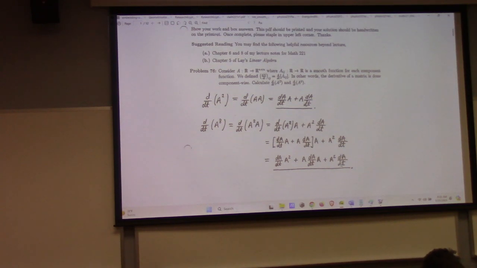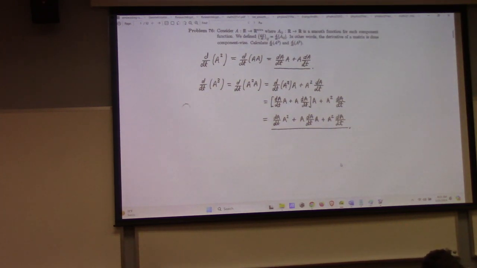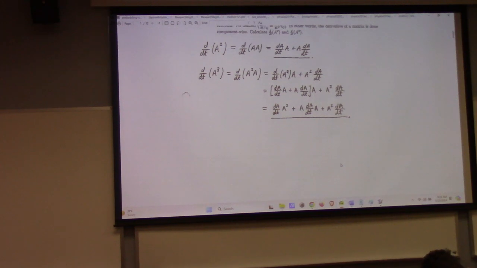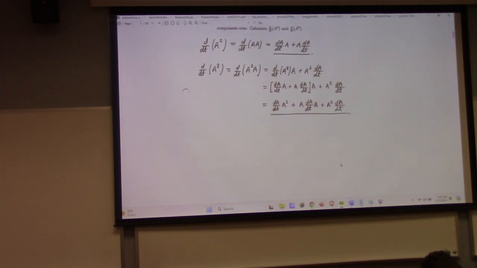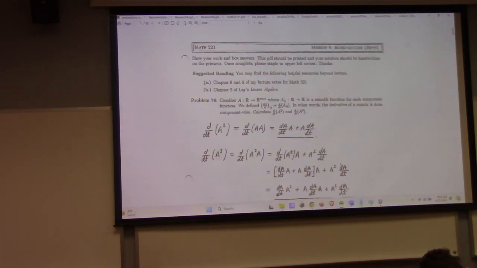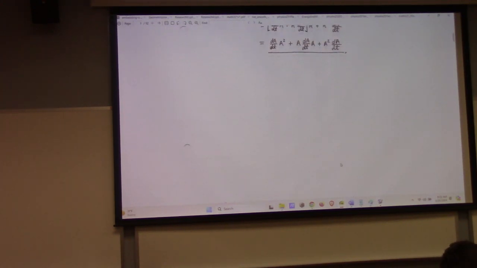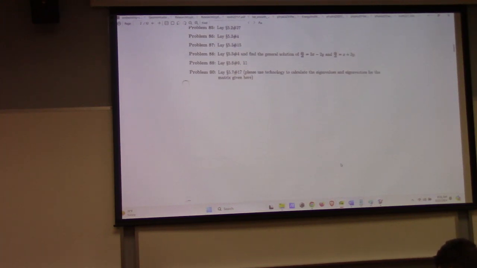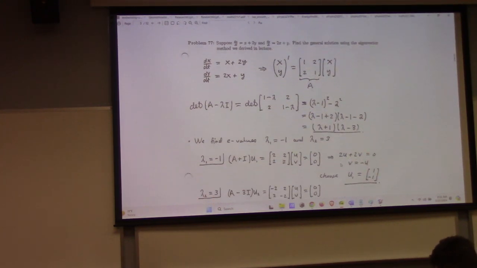Let's see here. Imagine writing the product rule for n things. You'd need a new notation for it, wouldn't you? Let's see here. So, what? Well, I think we just, wasn't there another? Oh, okay, never mind. I got it. So here's 77.